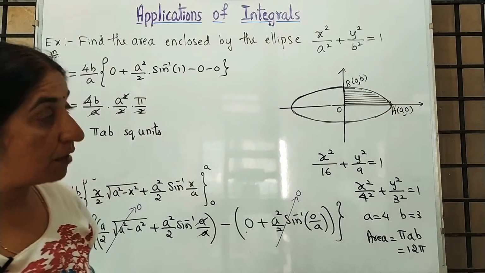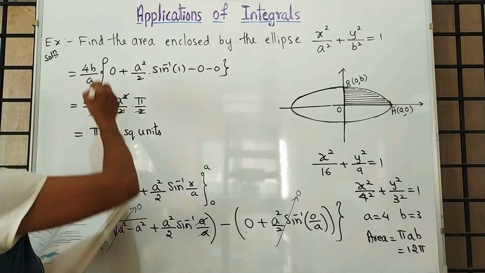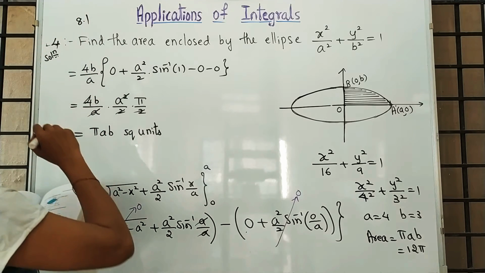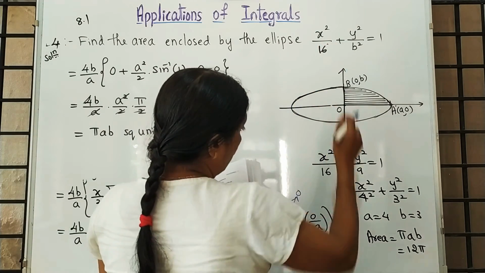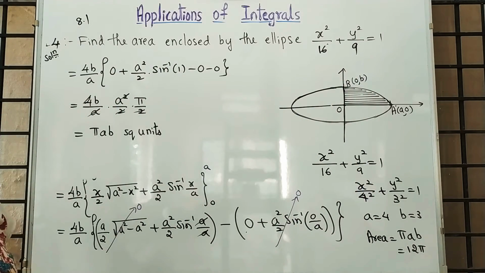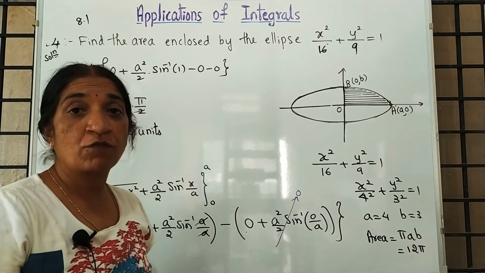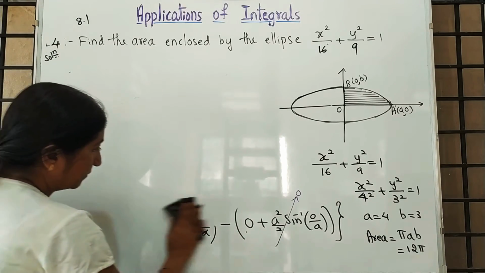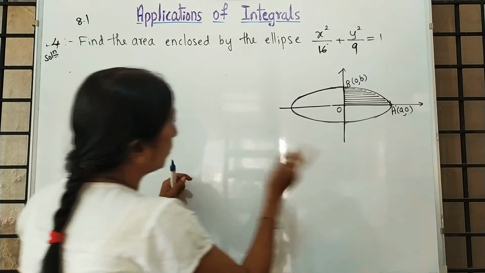Now moving to the next example. The question is from exercise 8.1, question number 4. Find the area of the region bounded by the ellipse x square upon 16 plus y square by 9 is equal to 1. Already we are familiar with the shortcut method, our CET method, but this question is for 5 marks in the theory. We have to solve it systematically. Already you are familiar with the answer, no doubt there.